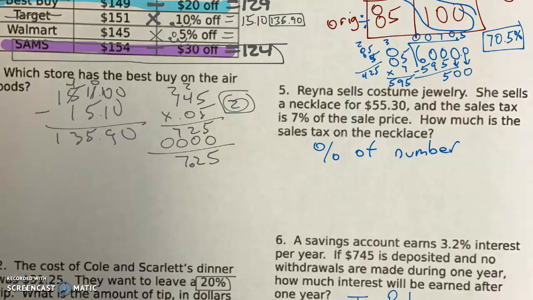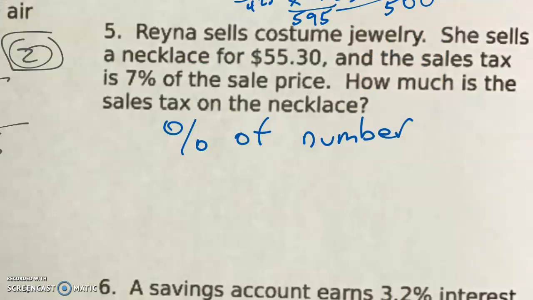Number 5, Raina sells costume jewelry. She sells a necklace for $55.30. The sales tax is 7% of the sale price. So how much is the sales tax on the necklace? We just have to find percent of a number. Remember, of means to multiply.